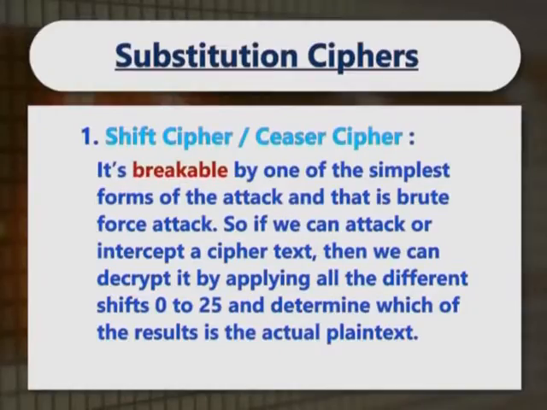Now I also said that Caesar cipher is very easy to break, and it's breakable by one of the simplest forms of attack, and that is a brute force attack. If we can intercept a ciphertext, then we can decrypt it by applying all the different shifts 0 to 25 and determining which of the results is the actual plain text. There are also other methods like frequency analysis, but you don't need those methods to break Caesar cipher, purely because it's so simple to break just by brute forcing it.